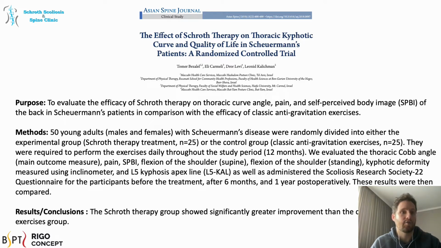This is the effect of Schroth therapy on thoracic curve and quality of life in Scheuermann Kyphosis patients, and this is a randomized controlled trial. The authors used two groups. One group did specific Schroth treatment, and the other group did just classic anti-gravitation exercises, and they found that the results were significantly better for the Schroth group.